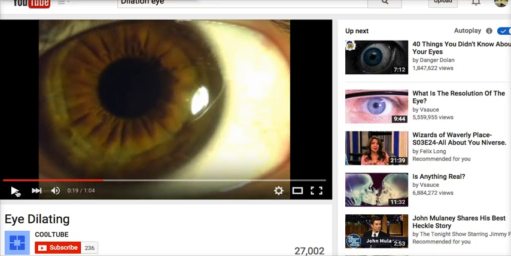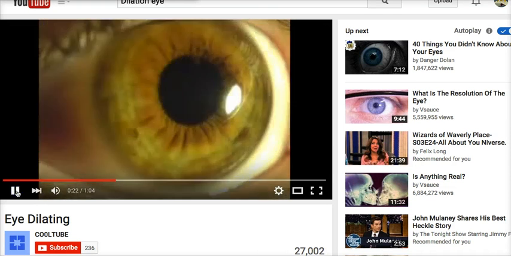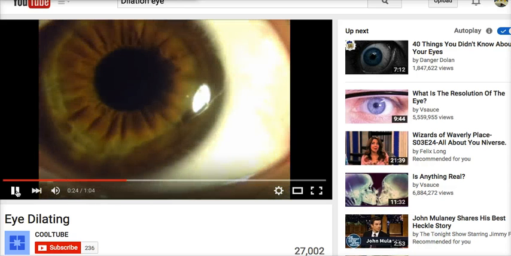Alright, why are we even looking at an eye? What are we doing here? Well, the reason we're looking at this eye is because eyes are something that dilate, and that is what we're talking about in this lesson, dilation. You see, pupils dilate, meaning they get smaller or bigger to let more or less light in. As you can see here, see pupils getting smaller, getting bigger, smaller, bigger, and that's a dilation.